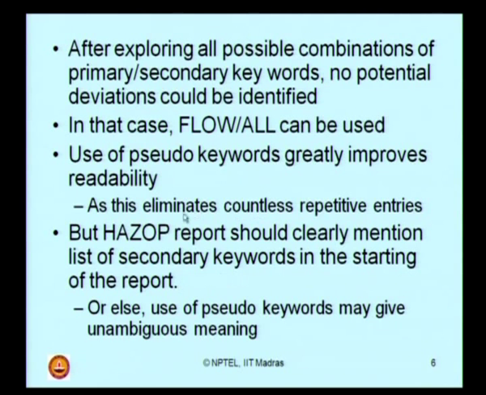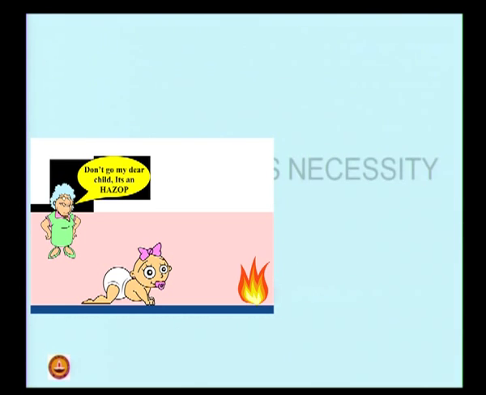Before you start preparing a Hazop report, apart from understanding the detailed process and instrumentation diagram, you must also mention the list of primary, secondary, pseudo secondary keywords in the beginning of the report, or else the use of pseudo secondary keywords may give an ambiguous meaning to the reader. So, one must state these words clearly in the report in the beginning itself.